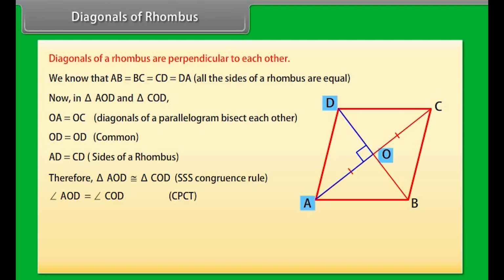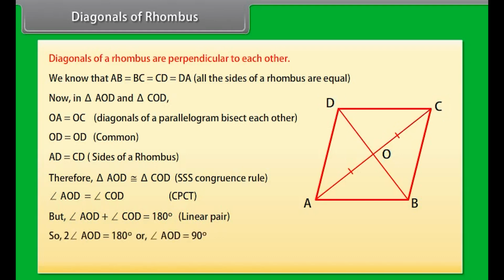This gives angle AOD is equal to angle COD, CPCT. But angle AOD plus angle COD is 180 degrees because these are linear pair angles. So, 2 angle AOD is equal to 180 degrees, or angle AOD is equal to 90 degrees. So, the diagonals of a rhombus are perpendicular to each other.